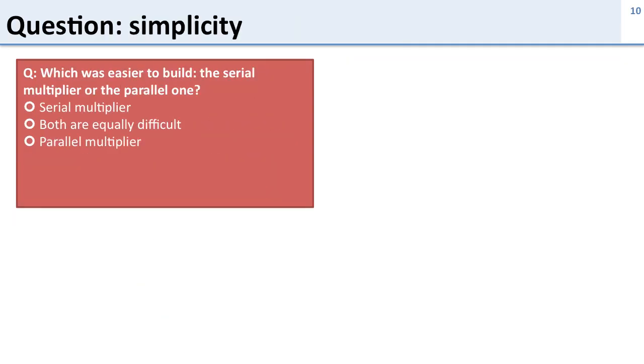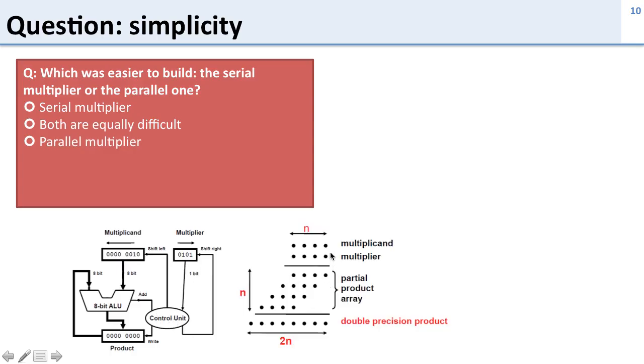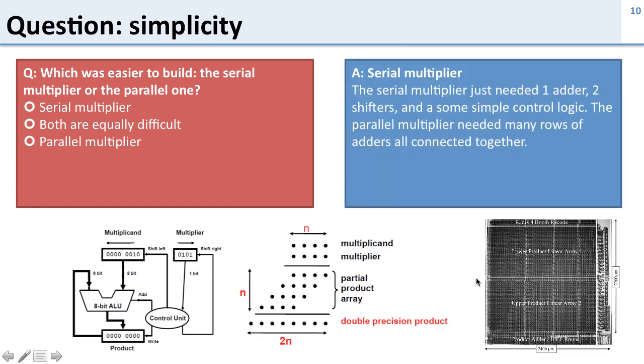So which was easier to build, the serial multiplier or the parallel multiplier? Well, here's the serial multiplier. You can see what we've got. We've got one adder, 2 shifters, and a little bit of control. Here's our parallel multiplier. Here we've got one input, another input, and a whole bunch of adders. This is what the parallel multiplier looks like. It's a huge circuit. So the answer here is the serial multiplier was much easier to build. The serial multiplier has to do fewer things at the same time, so it's much simpler logic. But it has to take longer because you have to do them many, many times to finish.